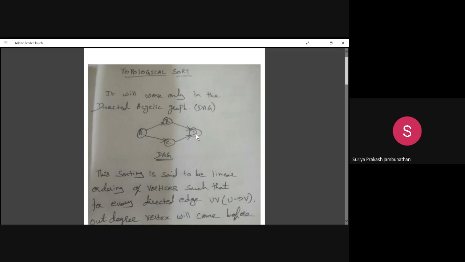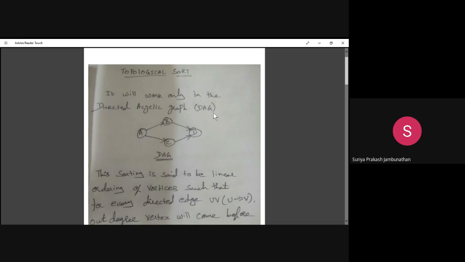Can you tell me the in degree of D, students? What is the in degree of D? 2. Very good. What is the out degree of D? 0. Very good. So the in degree of D is 2 because two nodes are coming towards D. For the out degree of D, there is nothing going out of D, so the out degree of D is 0. This is the understanding you should have before going to topological sort. A directed acyclic graph is used for topological sort, and it is represented as DAG.